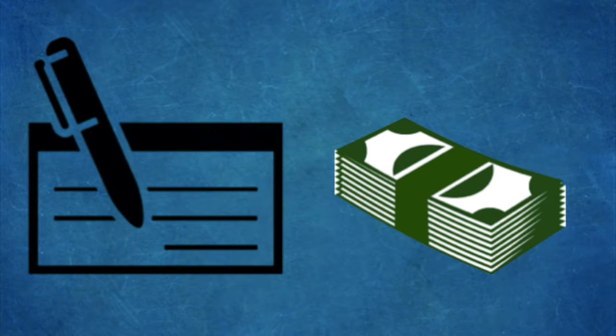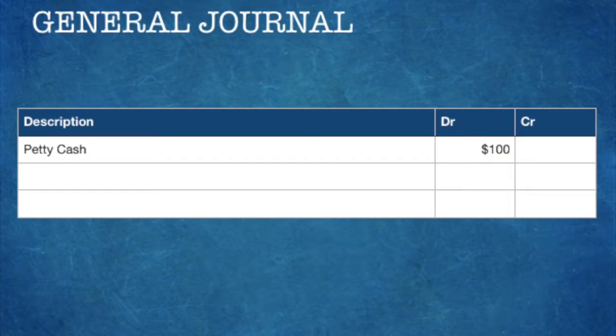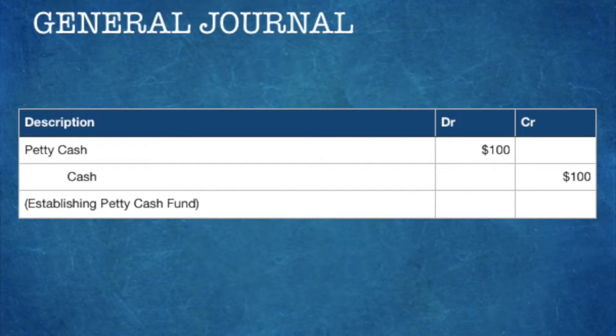Firstly, a check is written for the amount of the fund under the care of a designated employee. Say, for example, we want to write a check for $100. When journalizing this, we debit petty cash for $100 and credit cash for $100. Because this recording is only establishing the fund, there is no change in total assets.